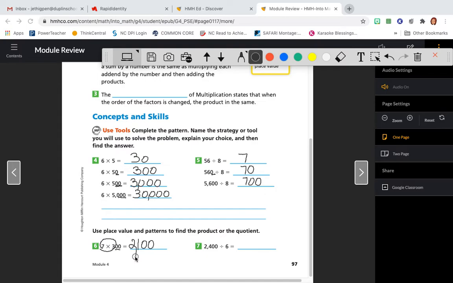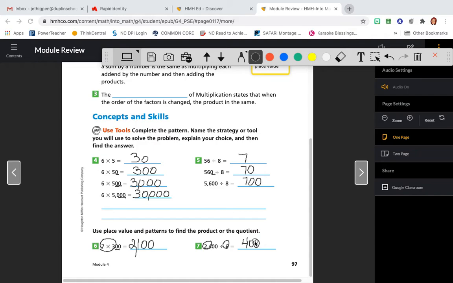Now let's look at number 7. 2,400 divided by 6. Let's look at that basic fact. We'll say 24 divided by 6, and that is 4, and then we add 2 zeros, and our answer is 400. Now, what I'd like for you to do is I want you to complete 98 on your own.